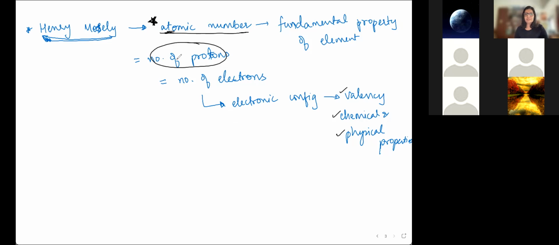So the number of protons is equal to the number of electrons, which in turn gives rise to the electronic configuration. That's the arrangement of electrons. And based on how many electrons are there in the valence shell after arranging, that decides what the chemical or physical properties of the element will be. Okay. So is it clear what the connection is, like why is atomic number the most fundamental property?